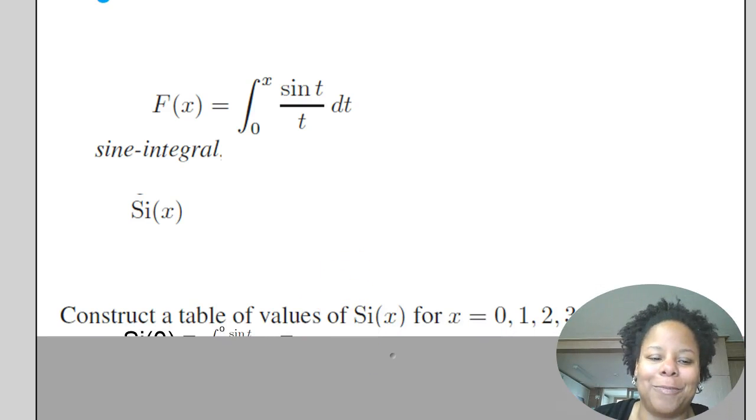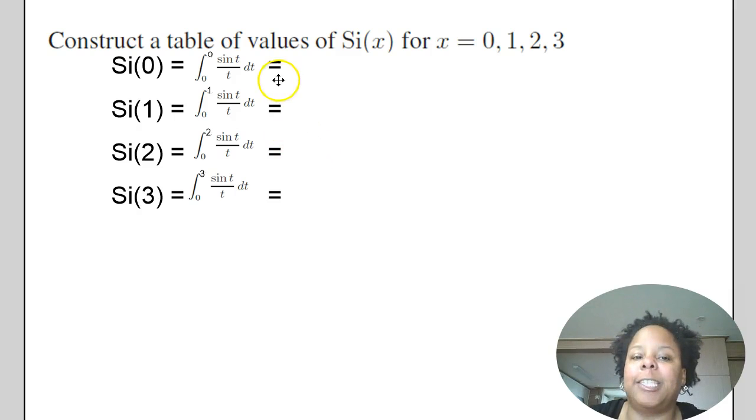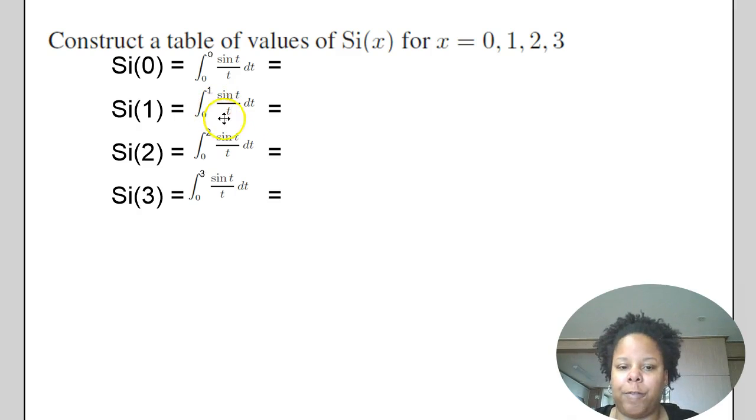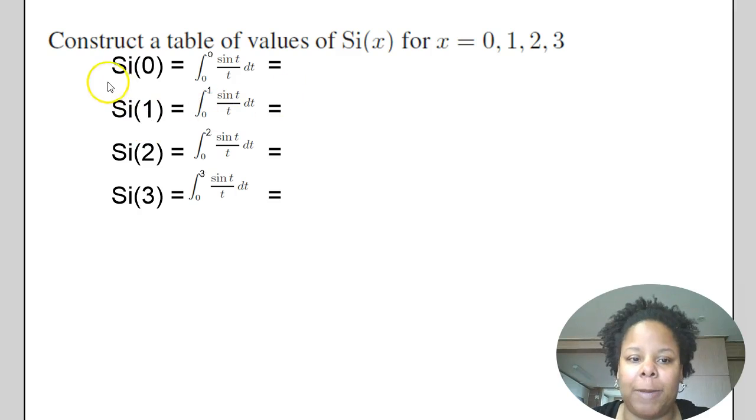So why is that important? Let's take a look. We're going to construct a table of values for Si of x using x equals 0, 1, 2, and 3. So we're going to do more with this in class about different approximation methods to evaluate this area under the curve of sine t over t from 0 to 1. But this is ideally what we're talking about. To figure out each value of Si of x, we actually have to use approximation methods to approximate the area under the curve. And that's what we're going to be doing for the next few days. That's it. Thanks.